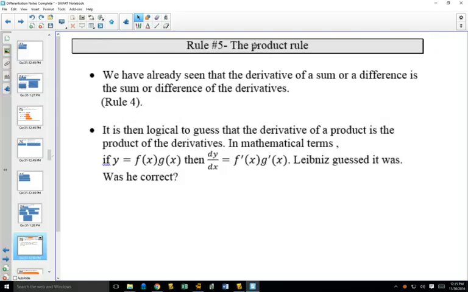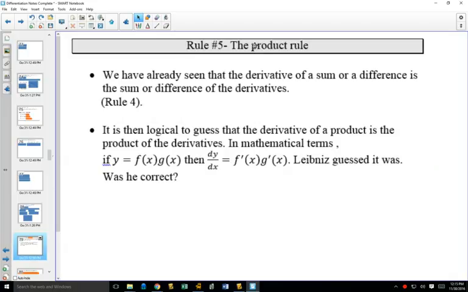So we started off with the longest way, right? We had our definition of the derivative, and we plugged things in. And then we discovered shortcuts, which made our life a lot easier. But we still have some areas that we can't do the derivative of. So we've learned that if you add two functions together, you can take the derivative of each one separately. So the idea is, well, what happens if you multiply two functions?